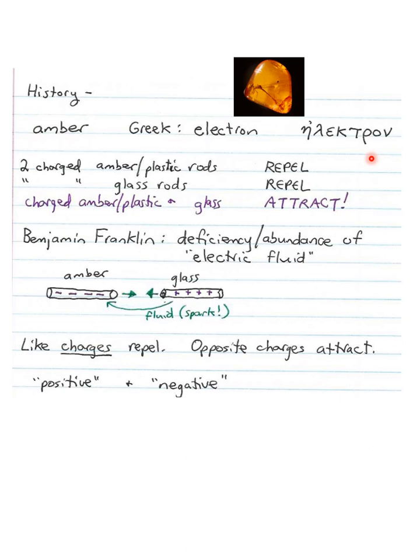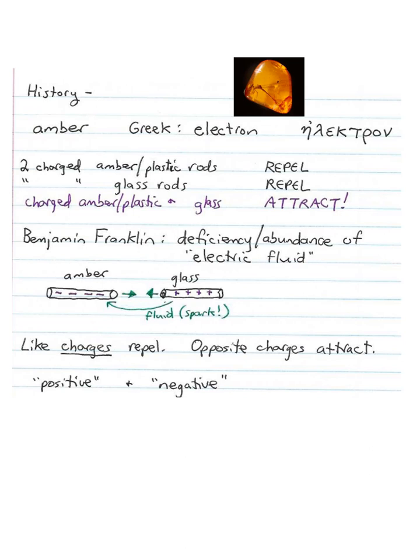And so what we see is that like charges repel, meaning if both are negative, both are deficient in the electric fluid, they will repel each other. Opposite charges attract. So if one is deficient and the other is abundant, they will attract each other. Now, you can see in the drawing, I've put positives for the abundance and negatives for the deficiency, so these became known as positive and negative charge.